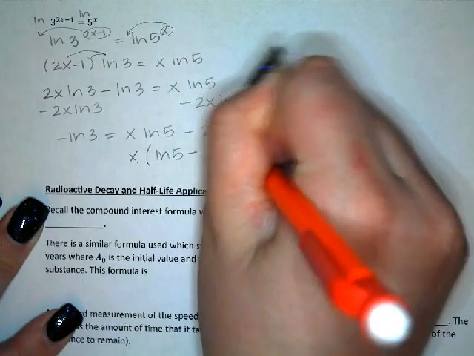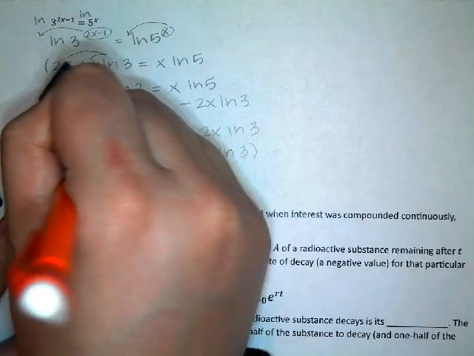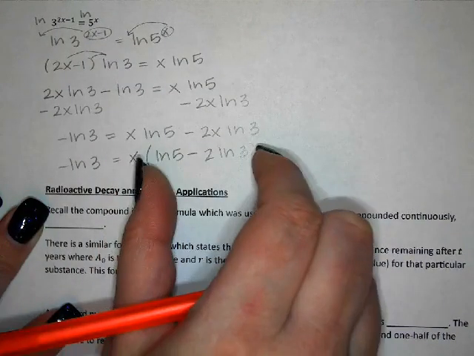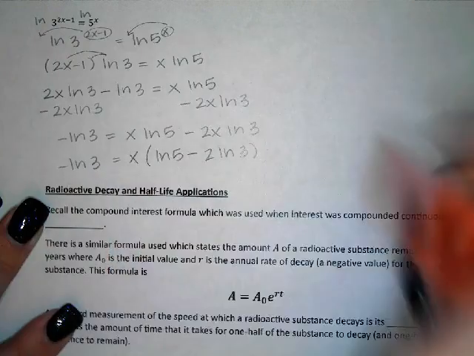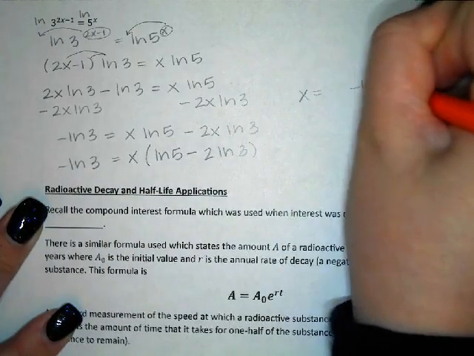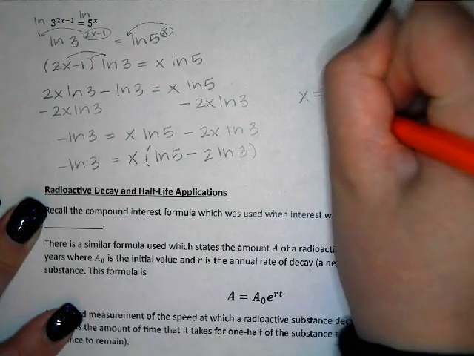And then to get the x alone, I can just take this whole chunk of parentheses and divide it to the left side of the equation. So x is negative ln 3 in the numerator and ln 5 minus 2 ln 3 in the denominator. And I can plug that in.